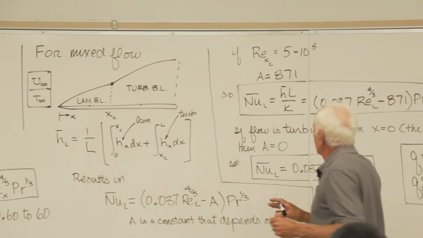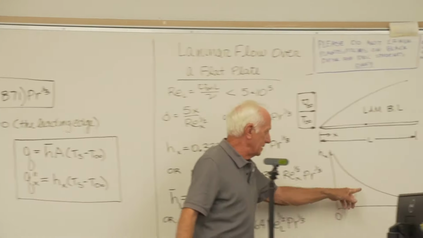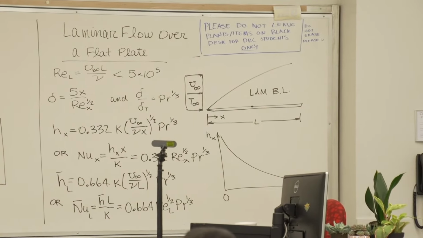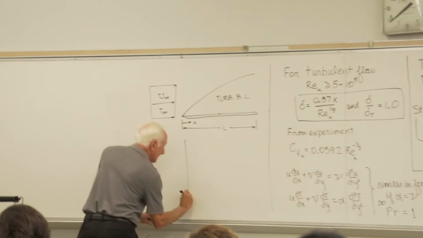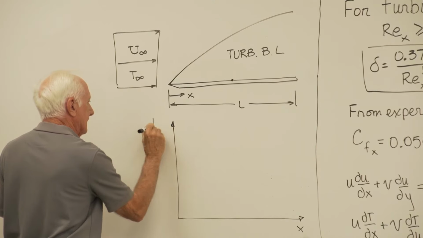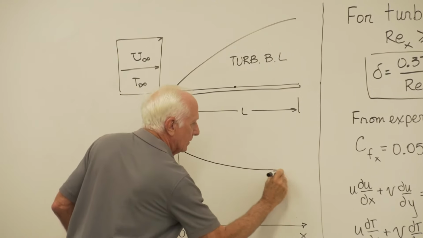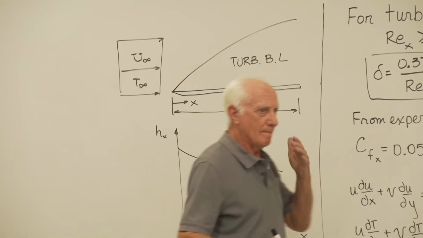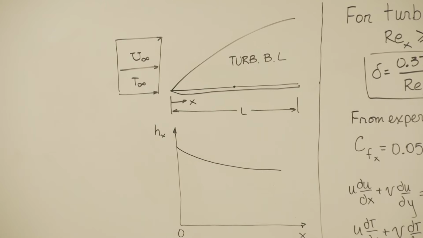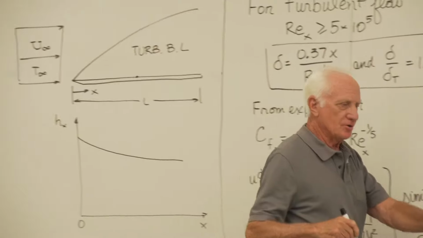We didn't draw this, but I drew a picture over there of how Hx varies with X. It goes down like that. For turbulent flow, it looks like this. It doesn't quite go down as steep. It's flatter. Laminar flow, Hx drops off more dramatically.